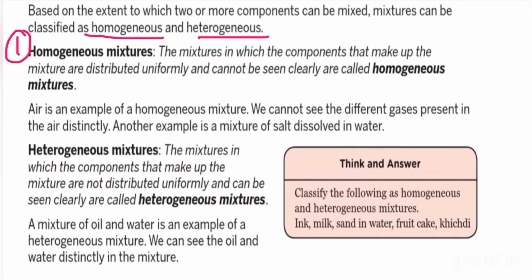Now, homogeneous mixture, that means the mixture in which the components that make up the mixture are distributed uniformly, fine, and cannot be seen clearly, are called as homogeneous mixtures. Foremost example, air. Now, if I talk about air, we can see different gases are present in air, nitrogen, oxygen, and so on. But can we see each gas? No, because they are completely mixed. This type of mixture is called as homogeneous mixture.